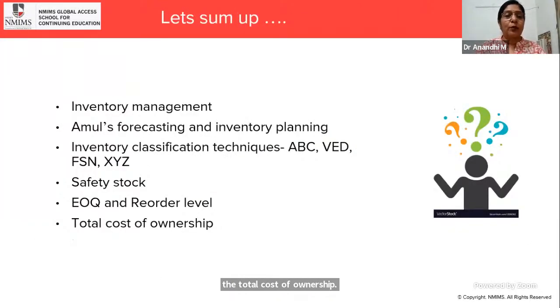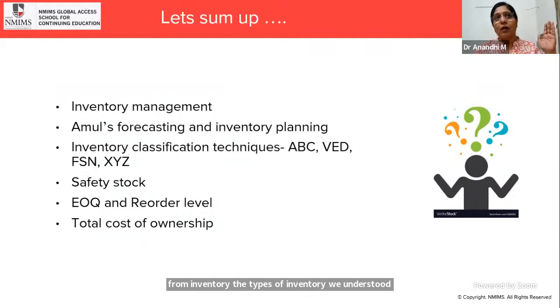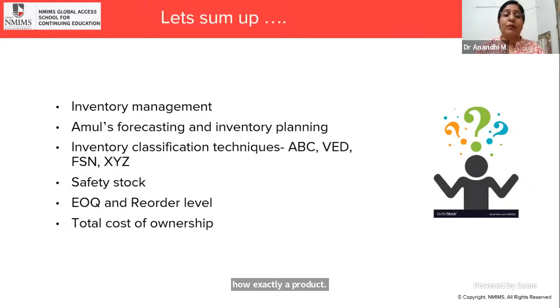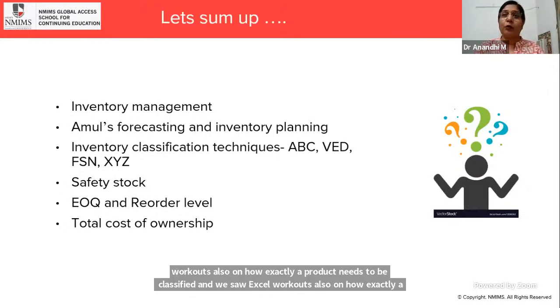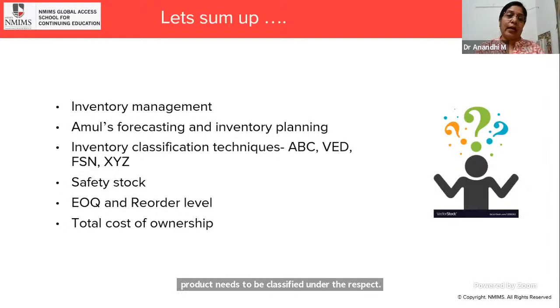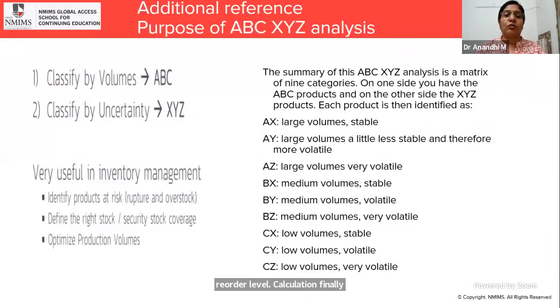Okay, so that's what we saw in today's session, starting from inventory, the types of inventory we understood, and we went on to classify the inventory to ensure control after the classification is done. Four types we saw: ABC, VED, FSN, and XYZ. And we saw Excel workouts also on how exactly a product needs to be classified under the respective category. And then we saw the safety stock, EOQ, and reorder level calculation. Finally we ended with the total cost of ownership.